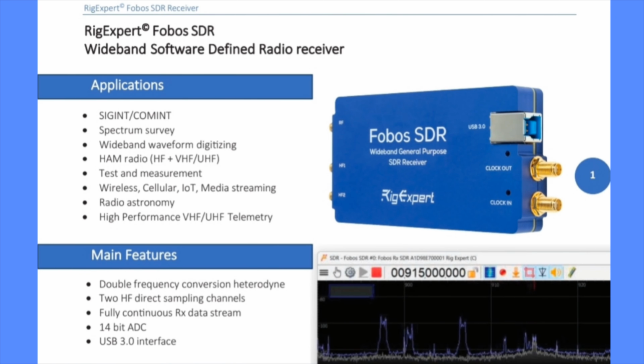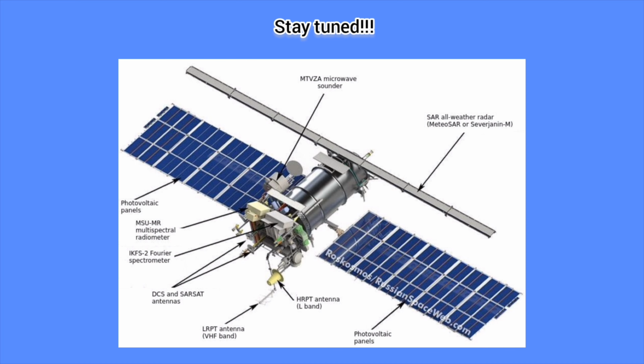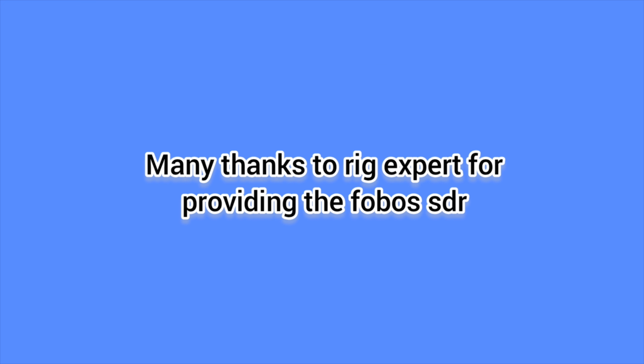So this is how we set up our receiver. And stay tuned, in the next video we are going to see how to receive the Meteor M2-4 weather satellite with the Fobos SDR and how to decode the weather data. I hope you liked the video. Stay tuned.